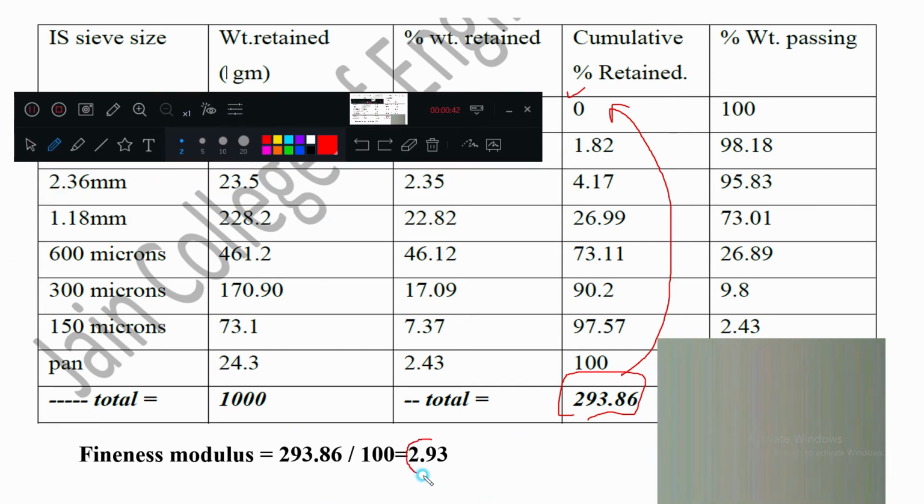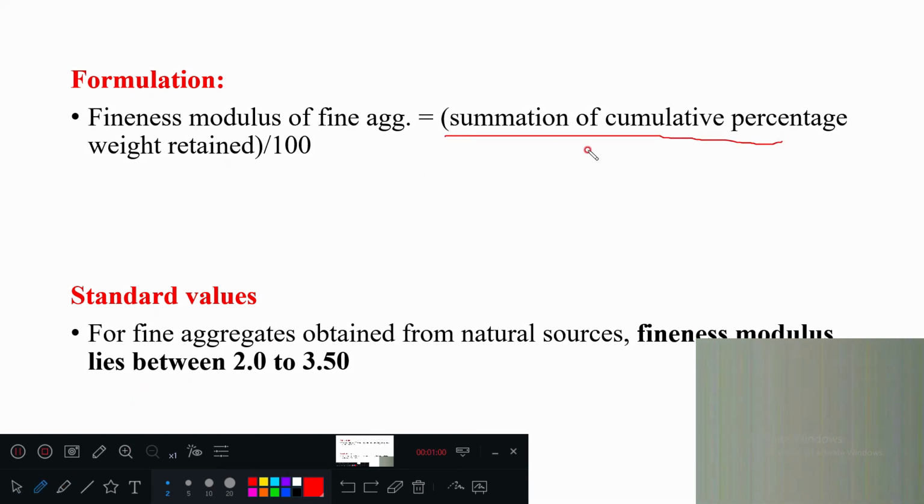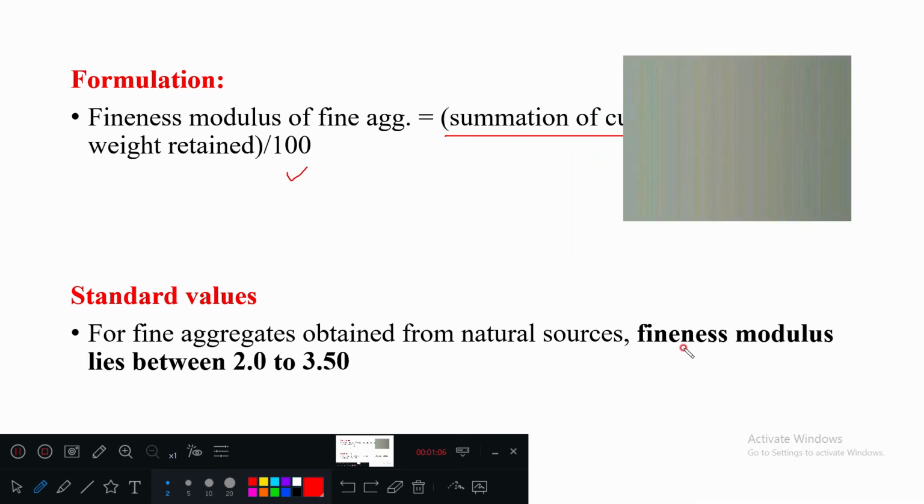So what are you getting? Fineness modulus. Okay, here you can see fineness modulus is nothing but the summation of cumulative percentage weight retained divided by 100. The standard value of this FM is 2 to 3.5.